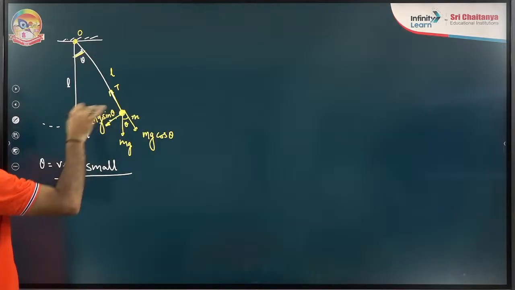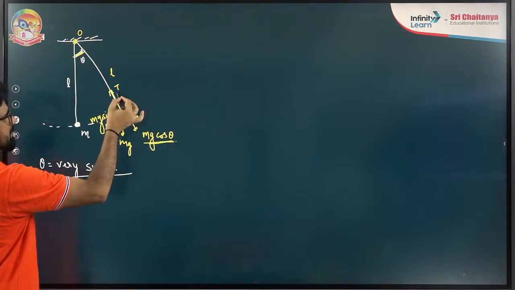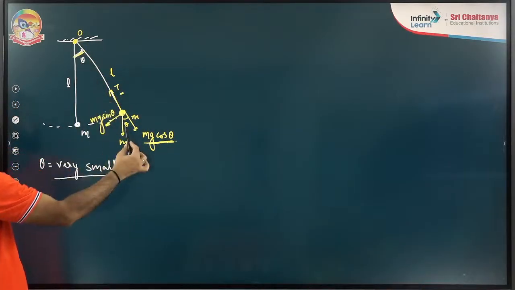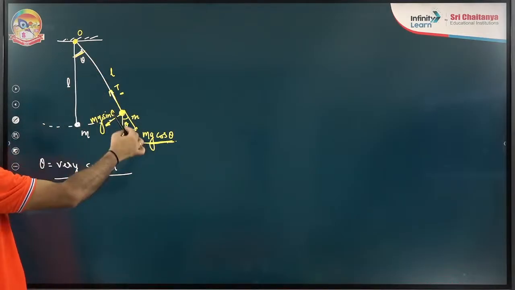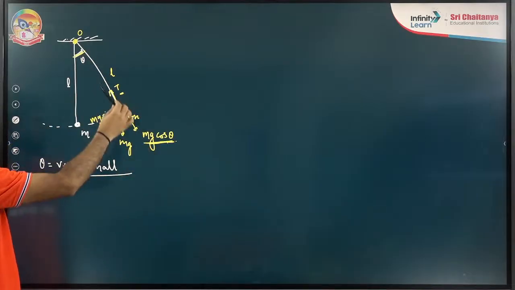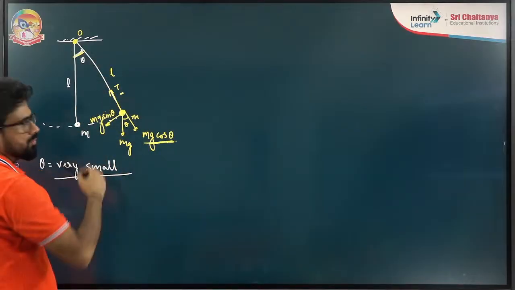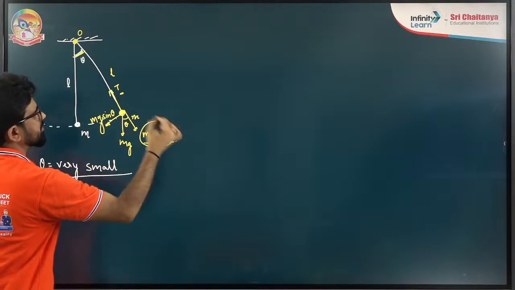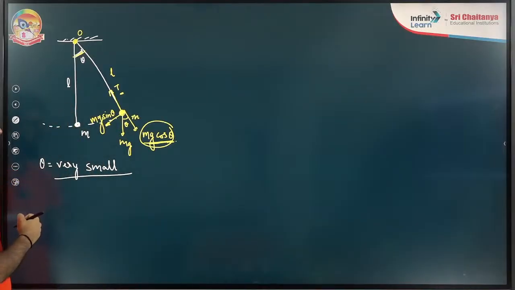So for any point, I am writing this tension and mg cos theta. These two forces, tension and mg cos theta, pass through this center. Center means this point of hanging, point O. That means their torque about O would be 0. So torque due to tension is equal to 0. Torque due to mg cos theta is equal to 0. So torque is only supplied by the mg sin theta.